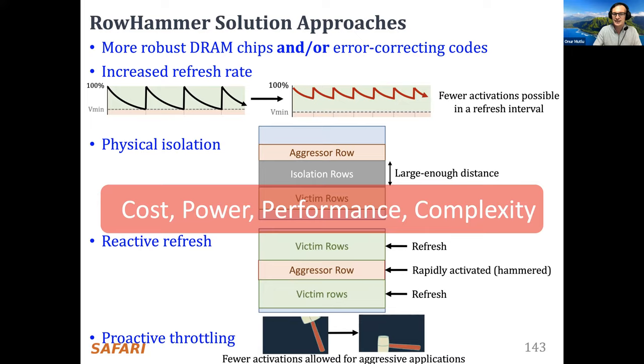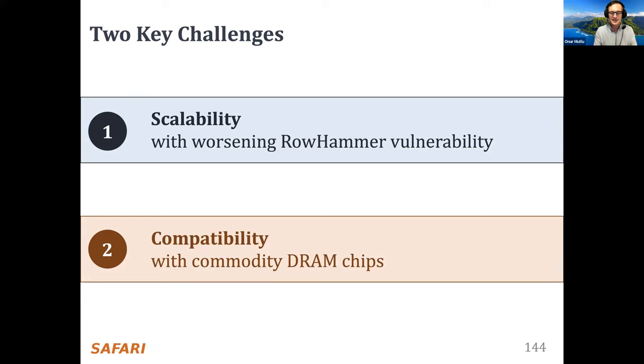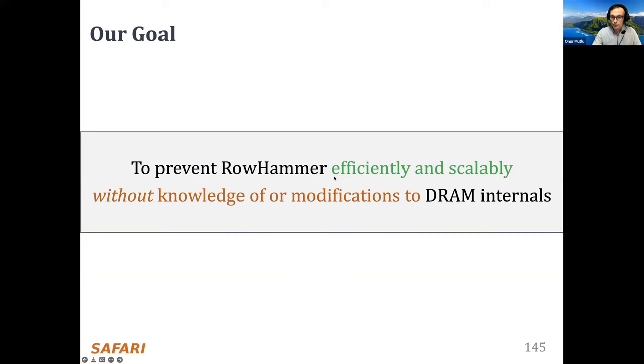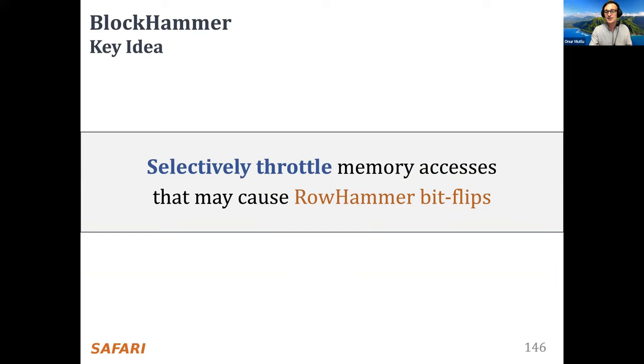So let me give you the key ideas of this work and then maybe we'll talk about some other issues. So basically, there are two key challenges. Scalability is a problem because RowHammer vulnerability is worsening, and we want to have solutions that are as much compatible as possible with commodity DRAM chips. So our goal in this work was to efficiently and scalably solve RowHammer without knowledge or modification of the DRAM internals. So the key idea of BlockHammer is to selectively throttle memory accesses that may cause RowHammer bit flips.